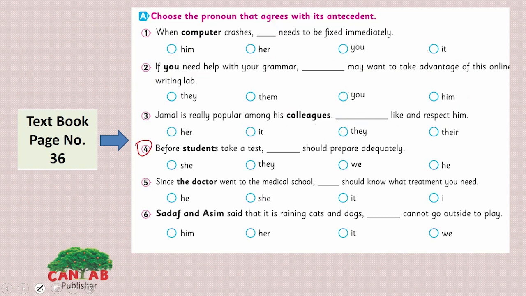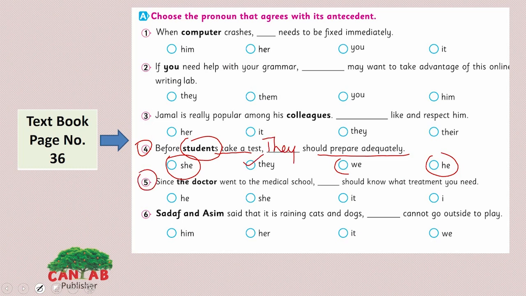Now look at the fourth one. Before students take a test, they should prepare adequately. Here students is the noun and you have to choose the right antecedent pronoun for the students. "She"? No, she is a feminine noun. "We should prepare adequately"? No. "He"? No. This sentence is referring to the students. "They"? Yes, they should prepare adequately.